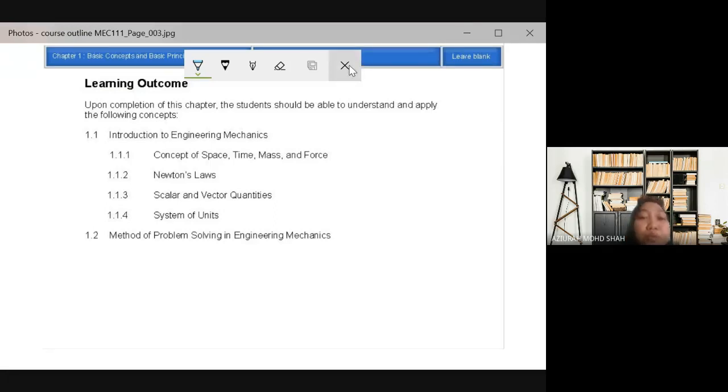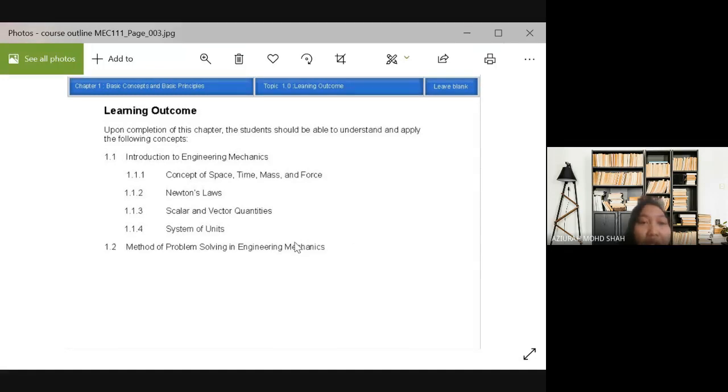So for chapter 1, these are the learning outcome that you should be able to get throughout this chapter. The first one, you should be able to understand and apply the concept of space. What is space? Ini dalam kepala kamu dah patutnya nampak gambaran lah, because this is very basic. Okay, space, time, mass, force. Ni semua physics ada. And then you have Newton's law.